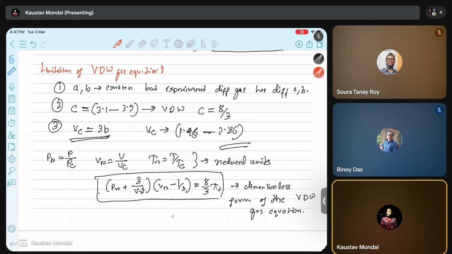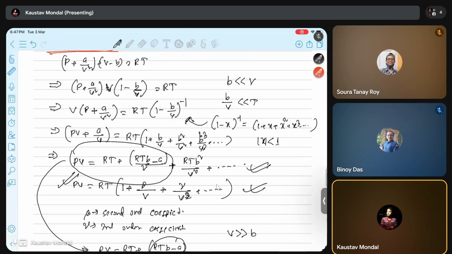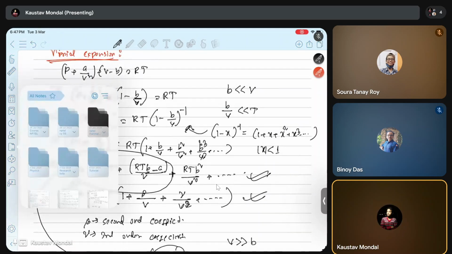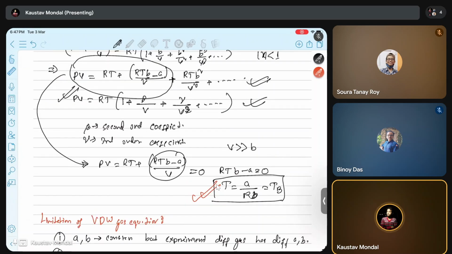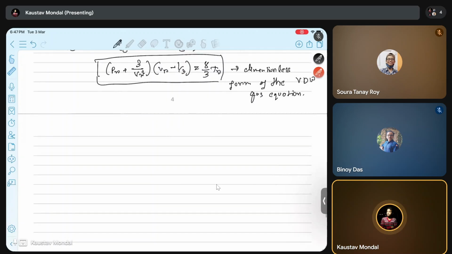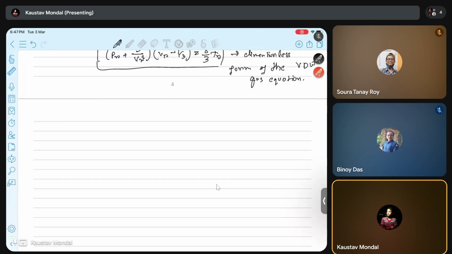Now, we have also discussed the virial expansion of gas, right? But I have not talked about this: you can also write the virial expansion in terms of pressure. Like PV equals RT times 1 plus B'P plus C'P squared plus D'P cubed, like this. In terms of pressure also you can do this virial expansion.